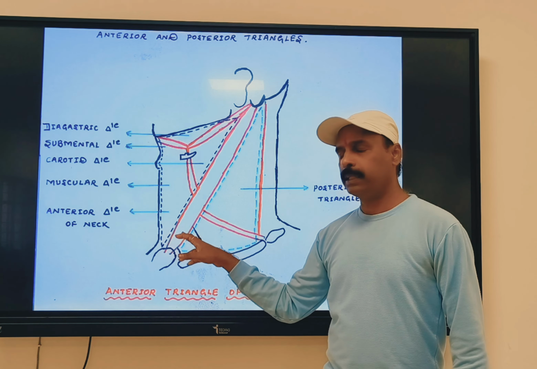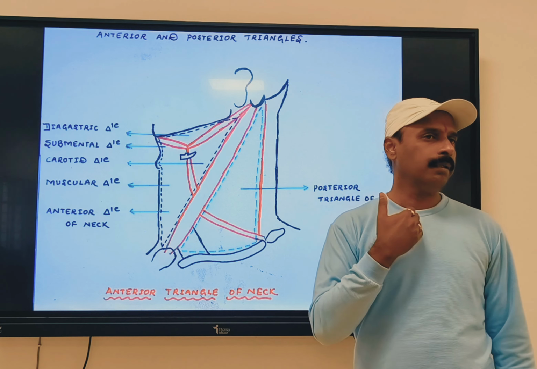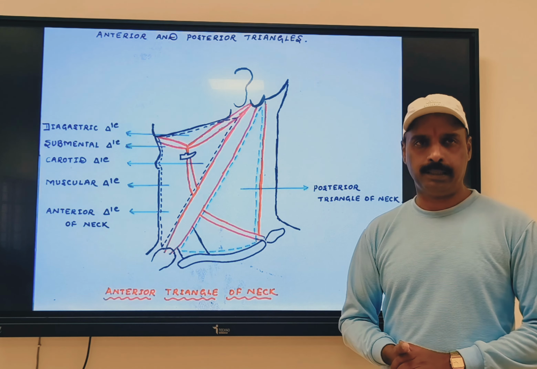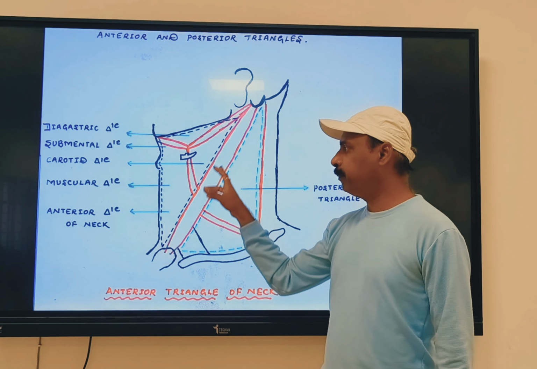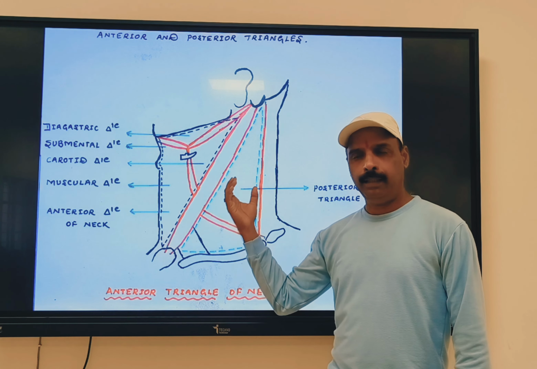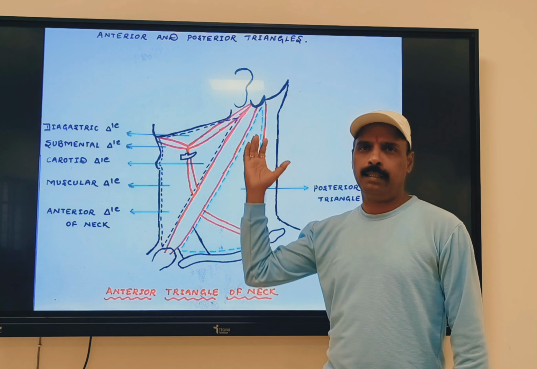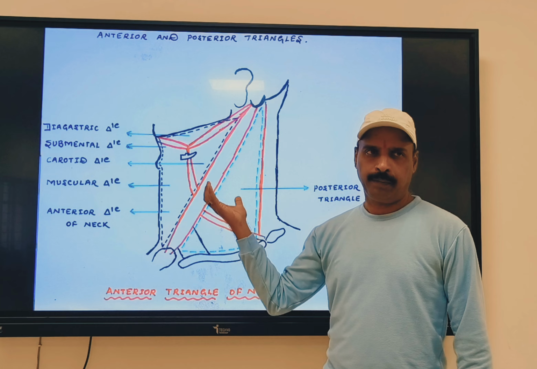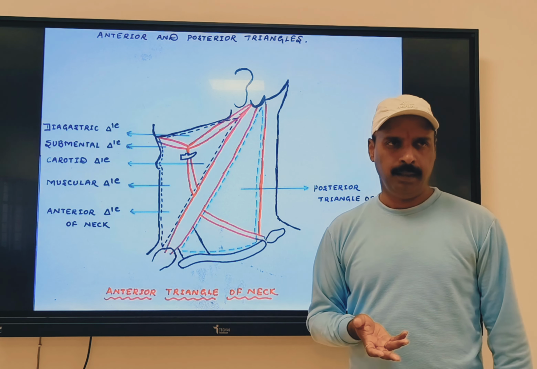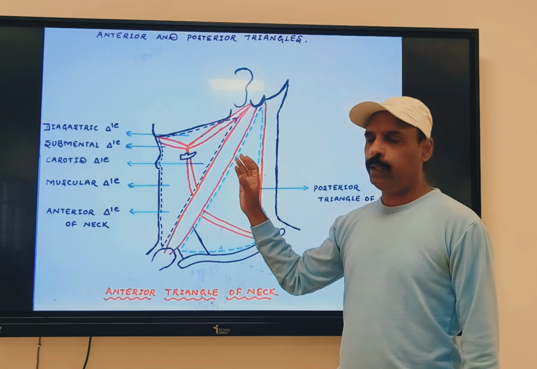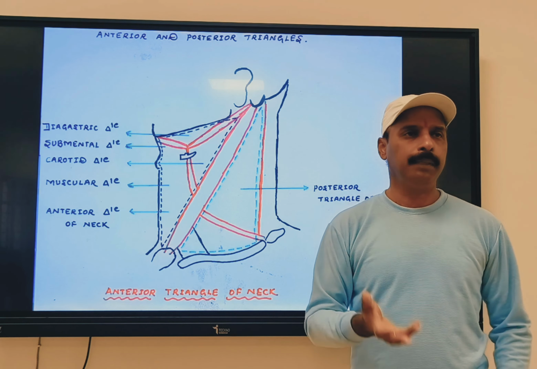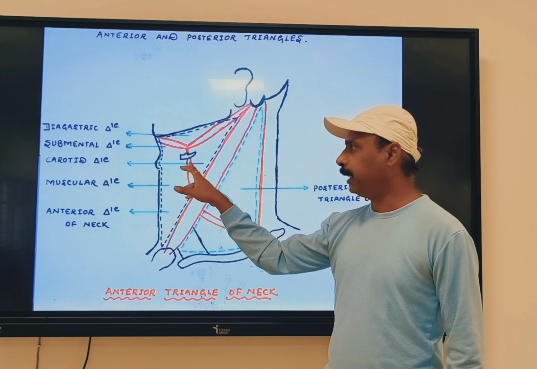Then deeper to that, I was talking about the muscles of the neck region. One most important muscle we get in the neck region is the sternocleidomastoid muscle, or the sternomastoid muscle. This muscle is important and bigger compared to the other muscles. Then, deeper to these muscles, we have a deep gland in the neck region.